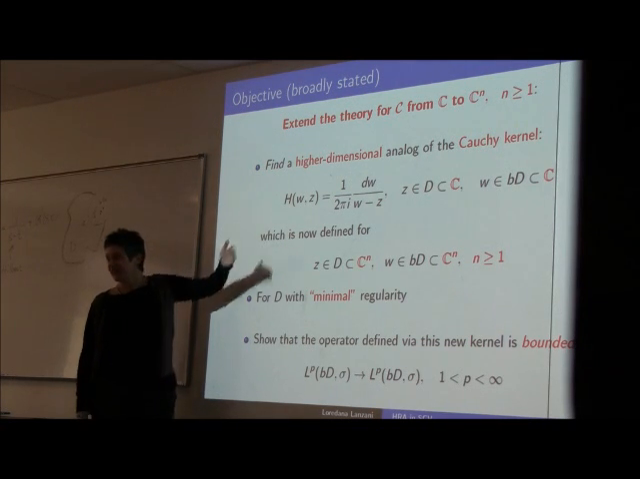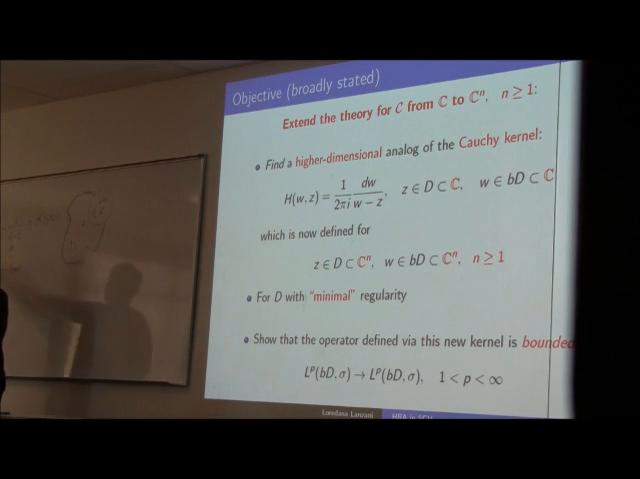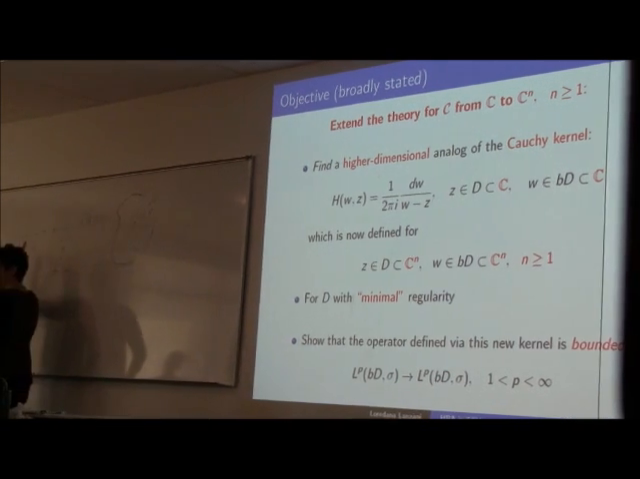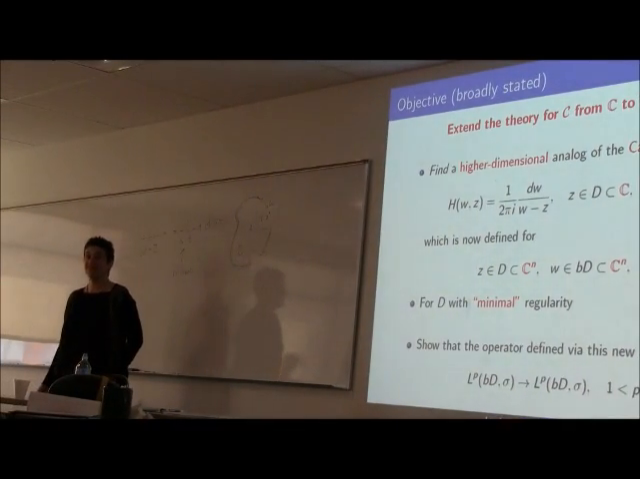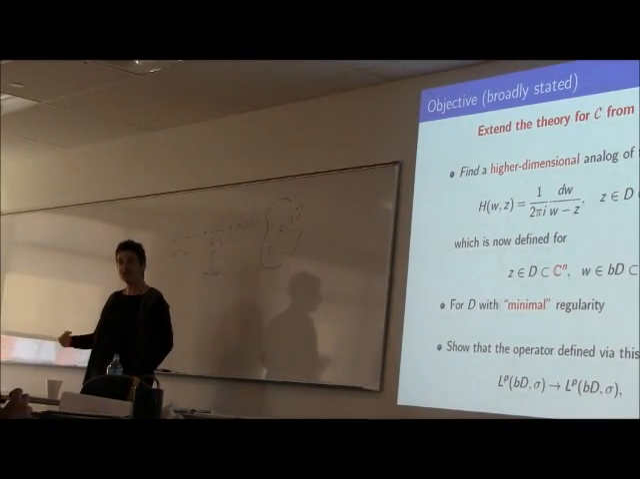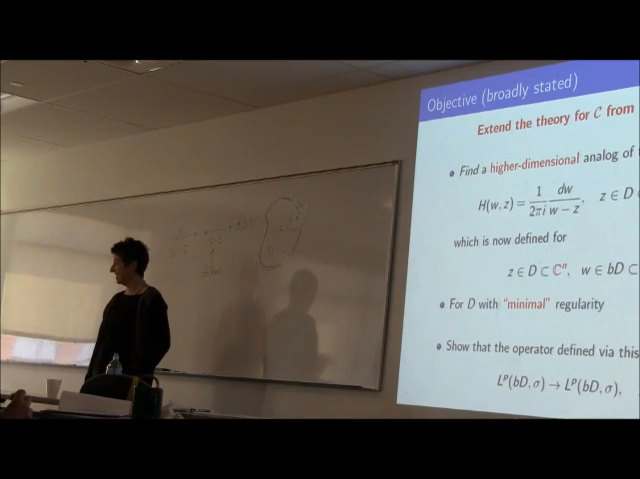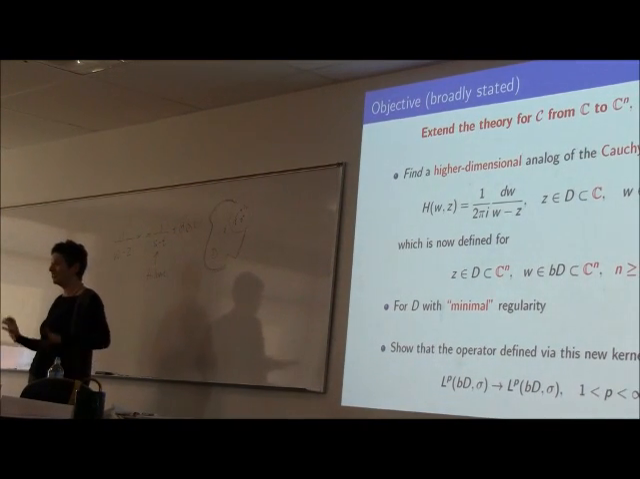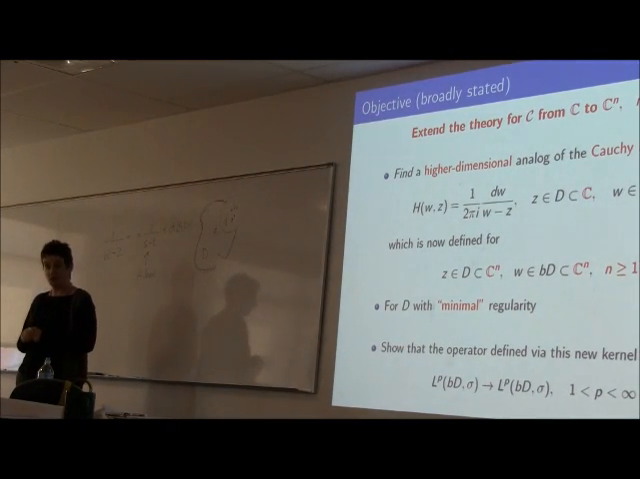So you see, the first task you have to give yourself then is to find a higher dimensional analog of this kernel. If W and Z are complex numbers, this expression makes sense. But if W and Z are complex vectors, 1 over a vector no longer makes sense as written. So that's already something you have to cope with.